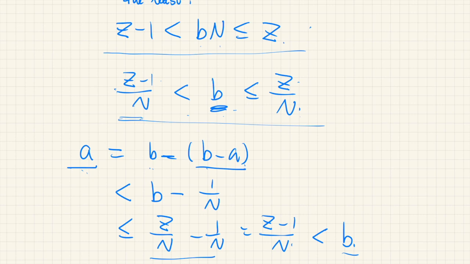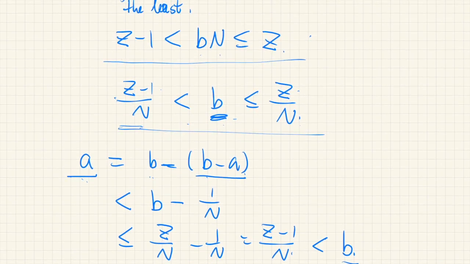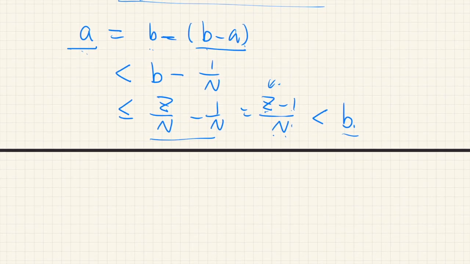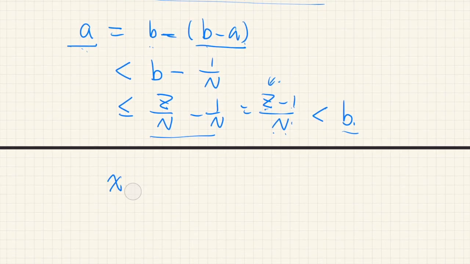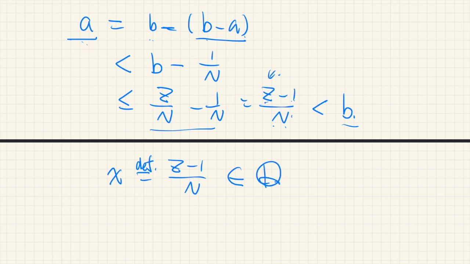Okay? But by the way we chose z, this is an integer. So integer minus integer is an integer. Integer divided by integer is a rational number. So let's define x as (z minus 1) over n. So this is the definition. Then this is a rational number, which is greater than a and less than b. So a less than x less than b. So that's the rational number we were looking for.